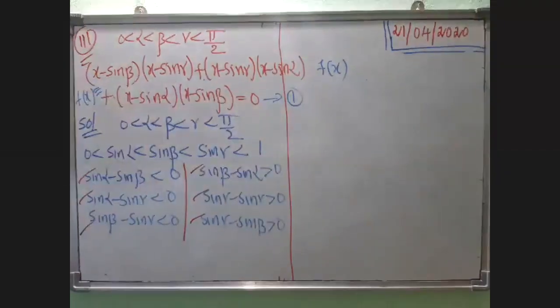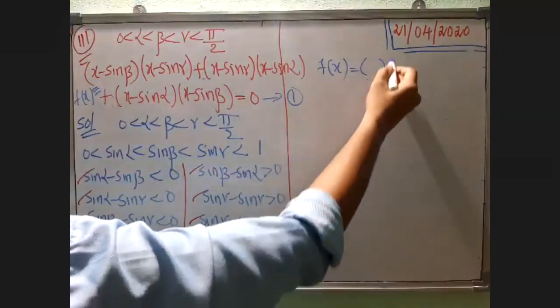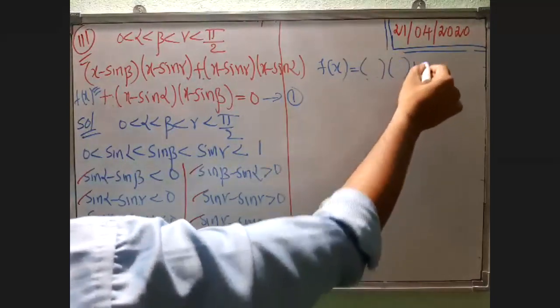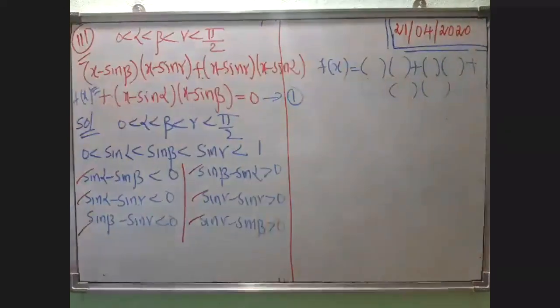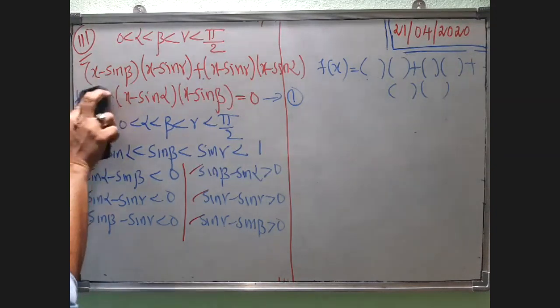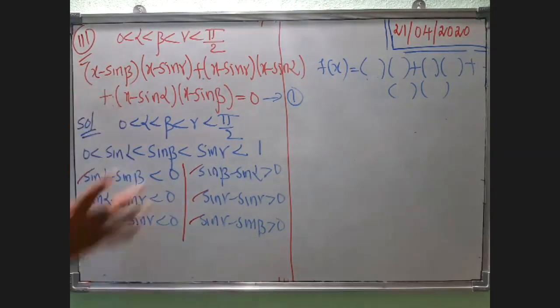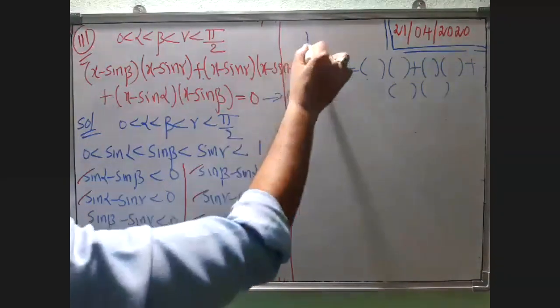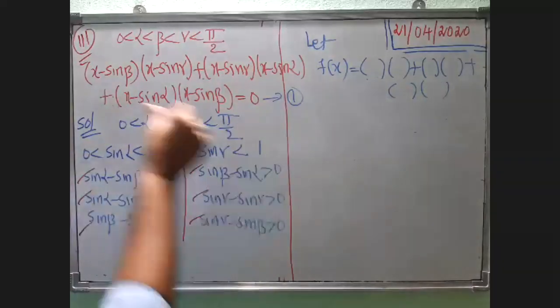Right, f of x is (x minus sin alpha)(x minus sin beta)(x minus sin gamma) plus (x minus sin beta)(x minus sin gamma) plus (x minus sin gamma)(x minus sin alpha) plus (x minus sin alpha)(x minus sin beta). So I am taking only the expression from the given equation. Let me take this one as f of x. Same thing, cut and paste here. Since I don't have space, I'm just writing it here.